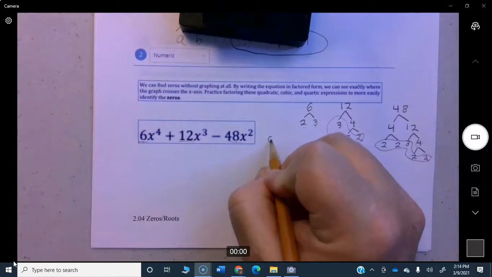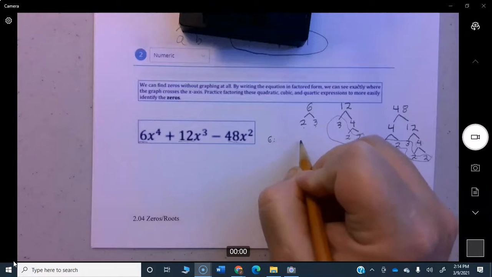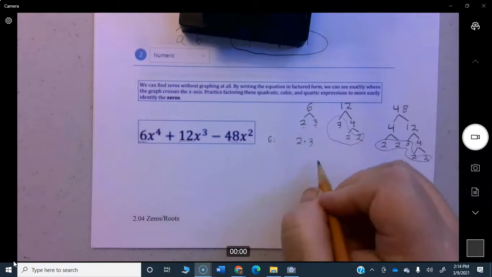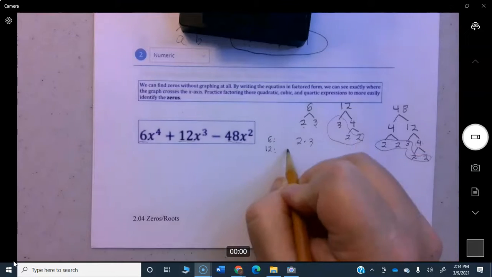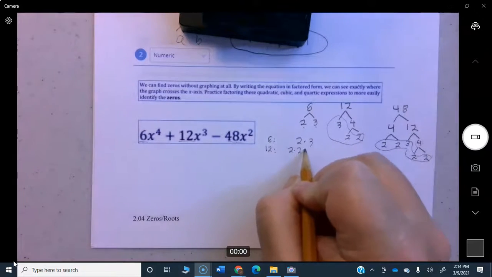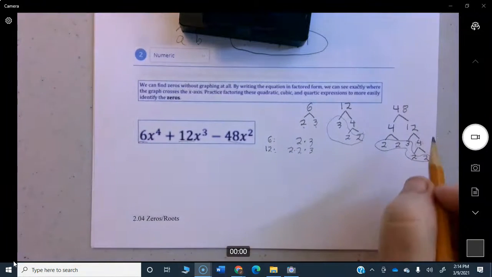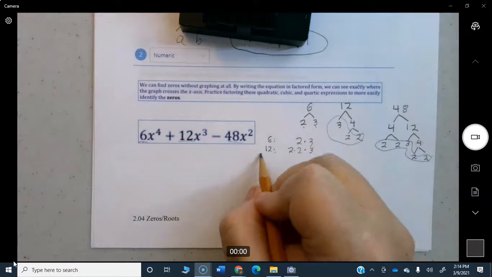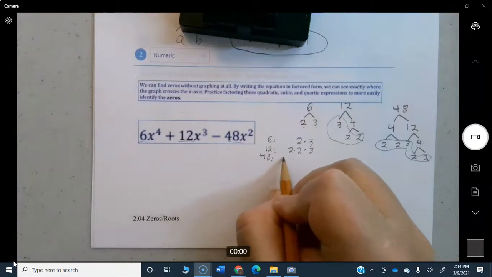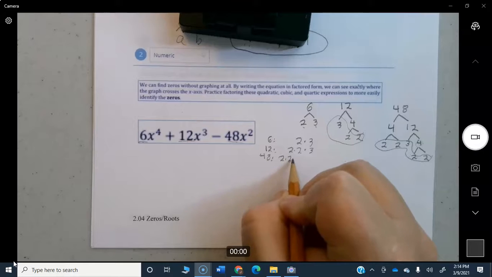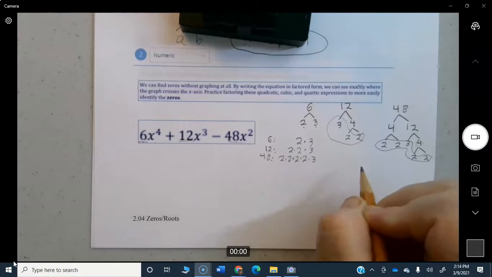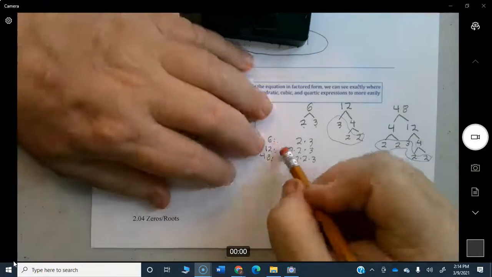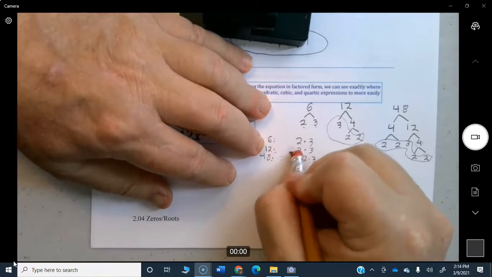So for 6, I'm going to put it at 2 times 3. That's these two. For 12, it's going to be 2 times 2 times 3. So I'm going to put a 2 there, times 2 there, times 3. And for 48, it's going to be 2 times 2 times 2 times 2 times 3. Okay, this one I didn't do very well, so let me try this again, because I want them to line up so you can see clearly.